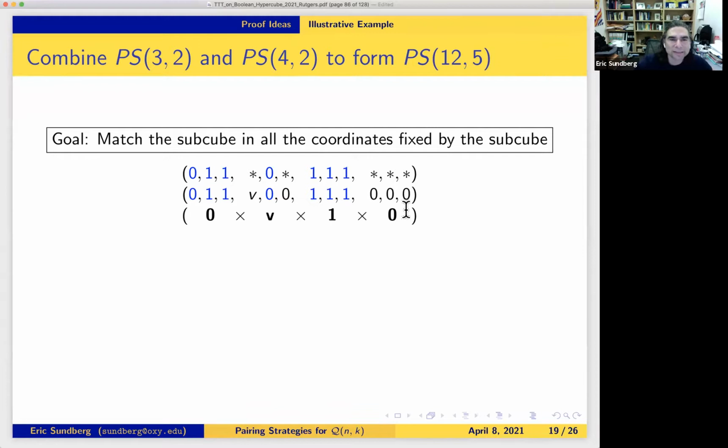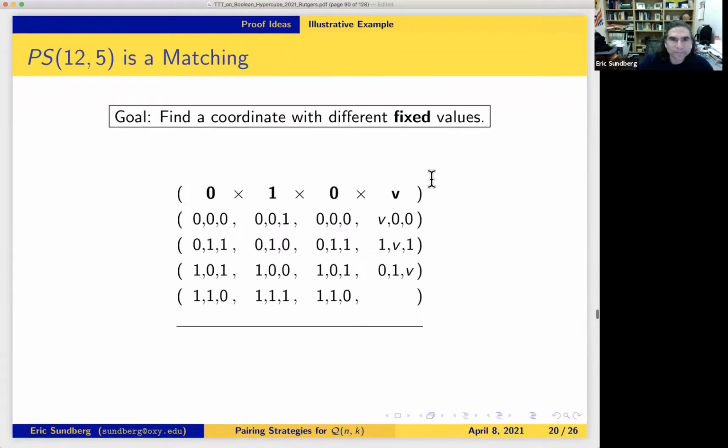And then it's sort of interesting to see, well, because these were stars, I didn't have to pick all zeros here. I could have chosen any of the even parity vectors. I could have chosen 0, 1, 1, or 1, 0, 1, or 1, 1, 0. So we actually end up with 4 different edges from this Cartesian product set that block this 5-dimensional subcube.